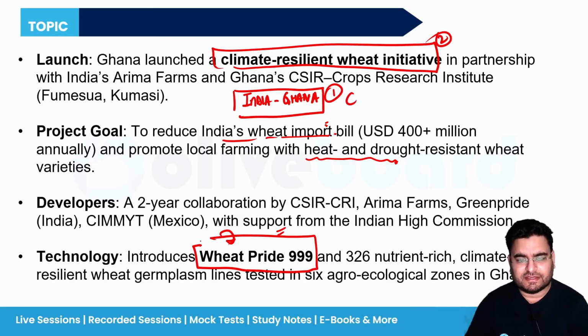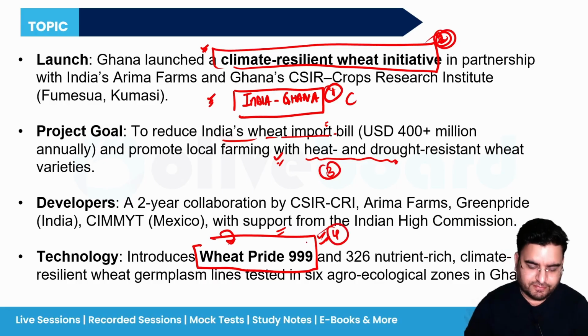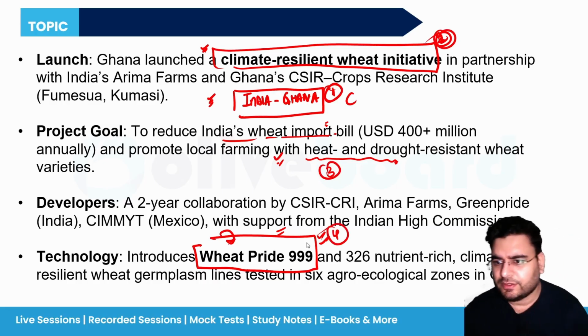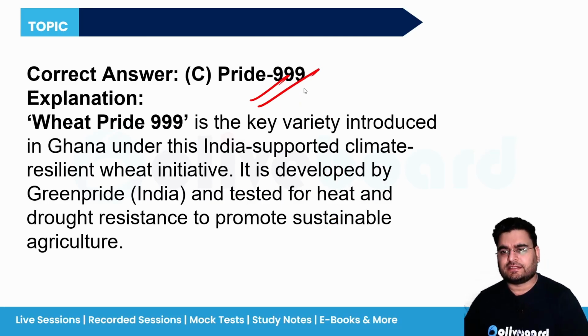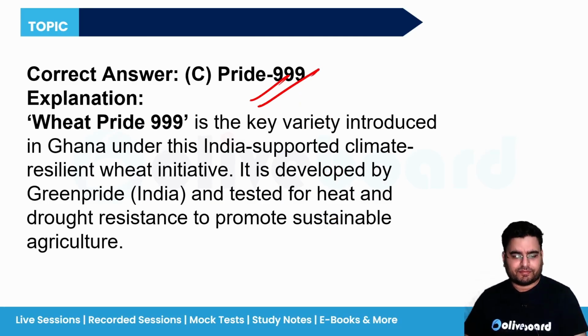Okay, so please remember this thing: the name of the wheat variety, objective, countries involved, and the name of the program. 4 things you have to remember. Okay, country, initiative name, objective, and variety. Is it clear? Yes, no? Very good. I hope it is clear, guys. Pride 999 is the correct answer. Is it clear? Simple news.